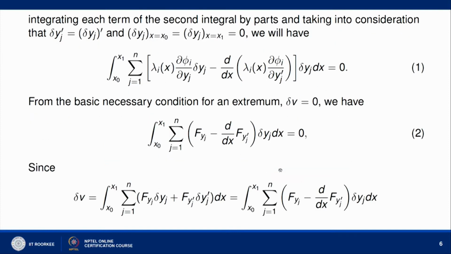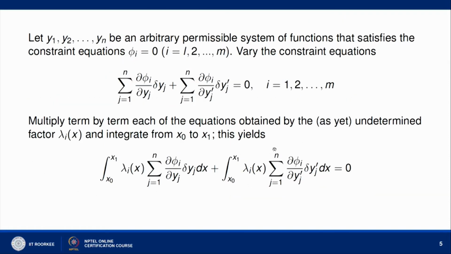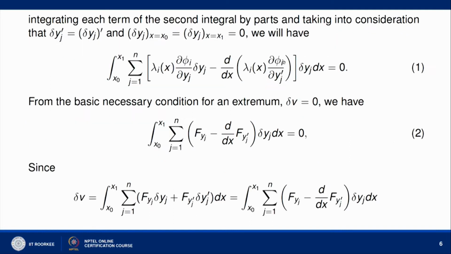Here we simplify the second term by transferring the derivative onto the other factor. For this we integrate each term of the second integral by parts, taking into consideration that delta yj dash equals delta yj whole dash, and the variation at the points x naught and x1 is simply 0. By doing this, we have the condition: the integral from x naught to x1, sum over j equal to 1 to n, of lambda i of x partial phi i by partial yj delta yj, minus d by dx of lambda i of x partial phi i by partial yj dash, into delta yj dx, equal to 0.